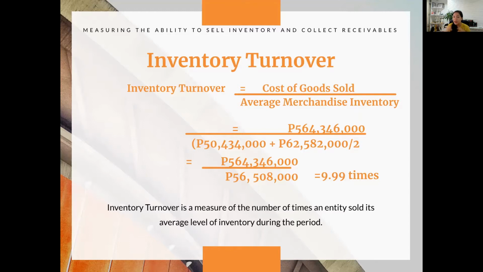The lesser the inventory left in your warehouse, of course, that means it sells faster, no? Because it does not pile up in your warehouse. So that's 9.99 times, for example. Okay? So it's a measure of the number of times the entity sold its average level of inventory during the period. So the more it is sold, the better, right? Because your stocking of goods is faster.